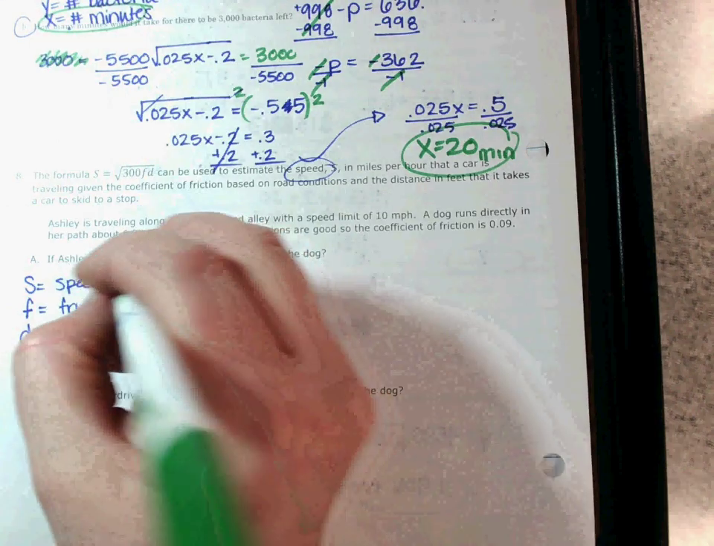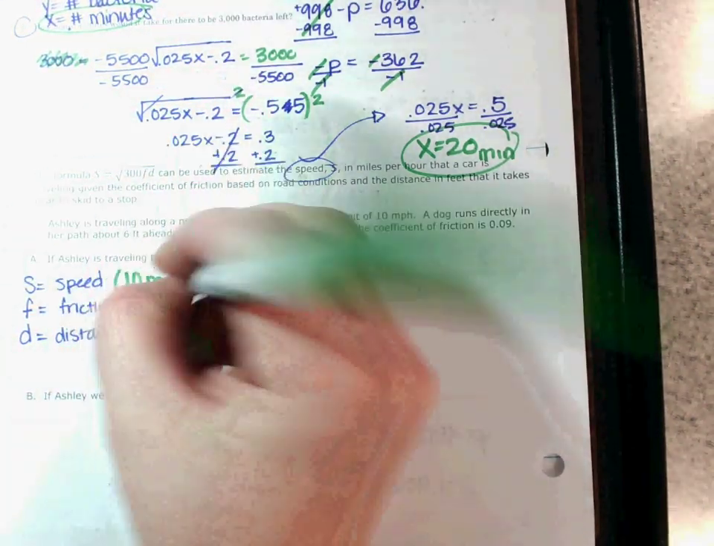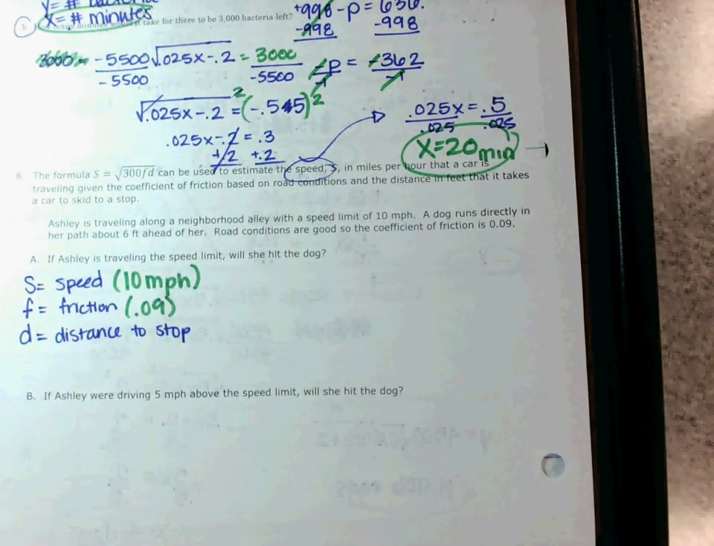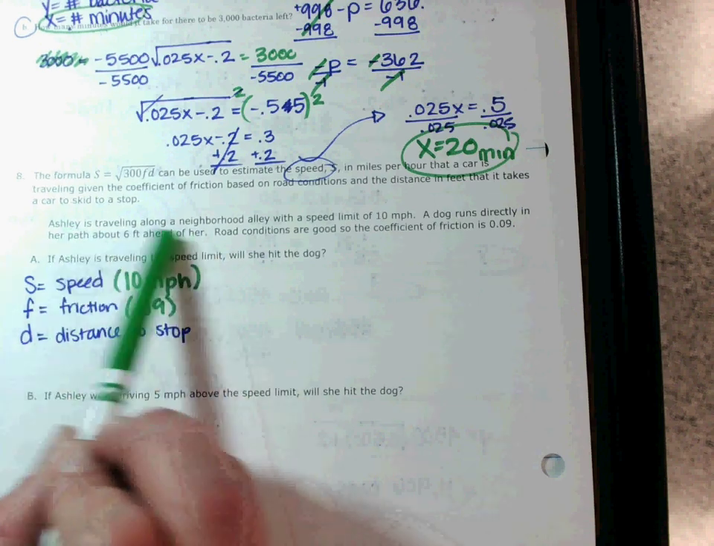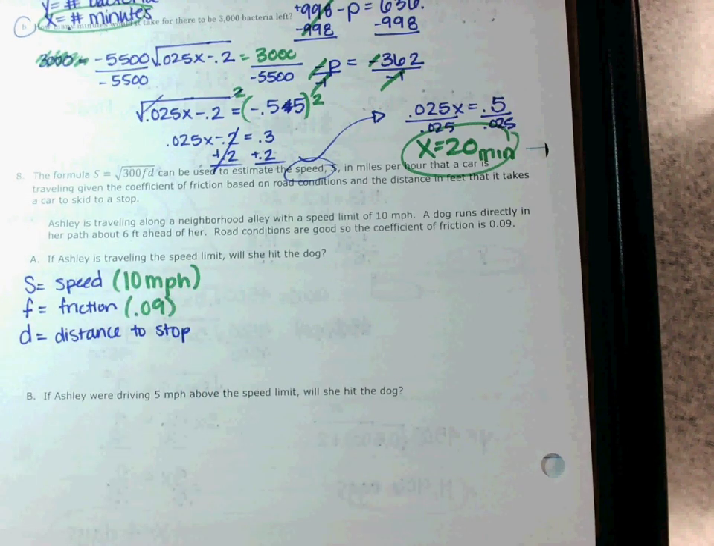Okay, her speed is 10 miles per hour. And they gave you the friction is 0.09. Now, the reason we don't want to put the distance is because we're trying to figure out if she has enough distance to not hit the dog. Okay, so the dog is 6 feet ahead, but we're not going to use that right now. Okay, so let's go to our equation.